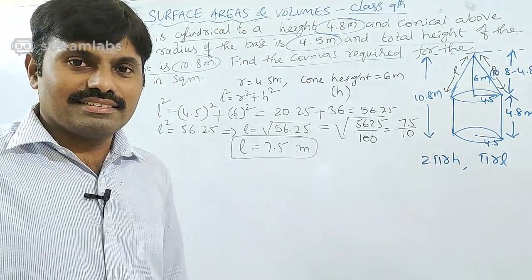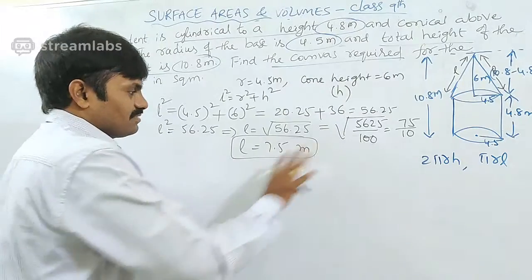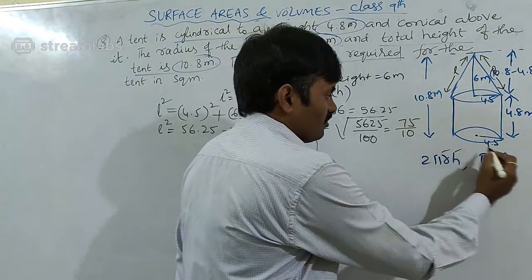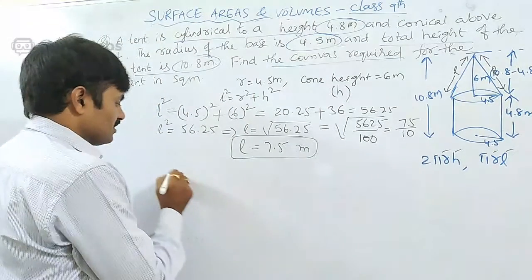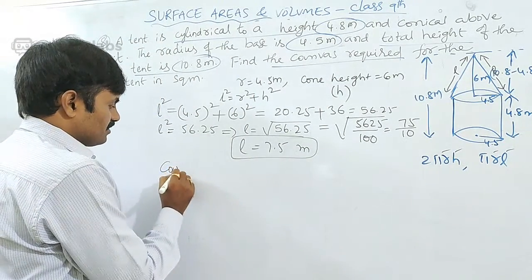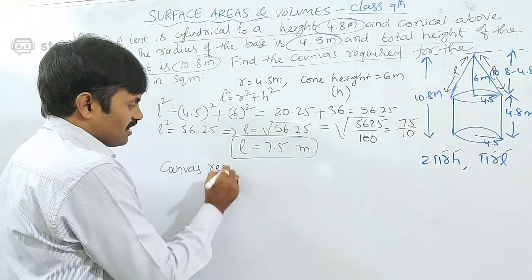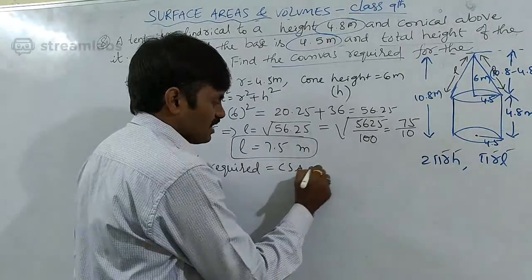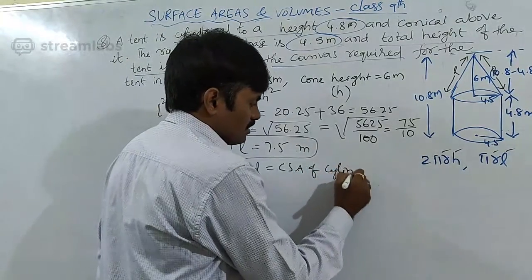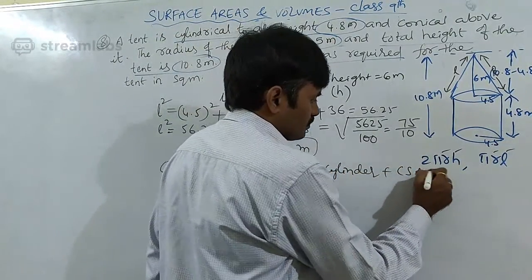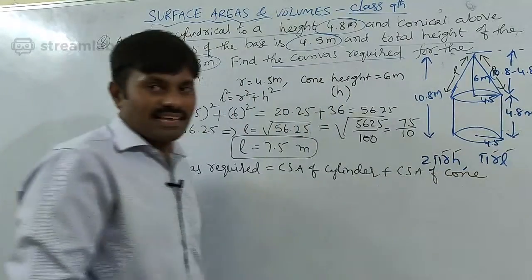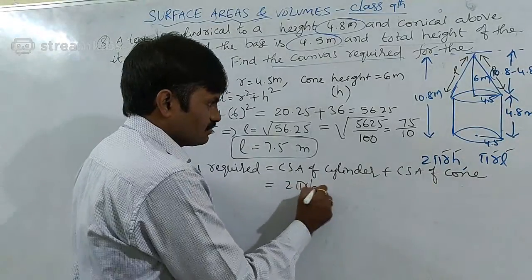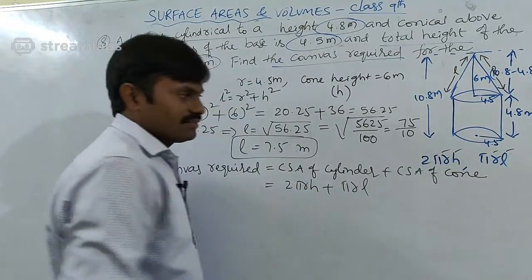So it is clear that now we know the value of L. Every value we know now. Now I am substituting. Therefore, the canvas required is equal to the CSA of the cylinder plus the CSA of the cone. The CSA of a cylinder is 2 pi R H, plus for the cone, pi R L.